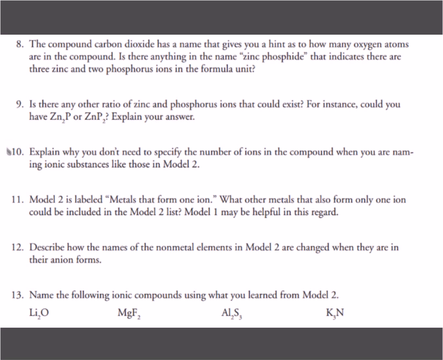Number 8. It says the compound carbon dioxide has a name that gives you a hint as to how many oxygen atoms are in the compound. Is there anything in the name zinc phosphide that indicates there are 3 zinc and 2 phosphorus ions in the formula unit? Is there anything that tells you how many you have just by reading the name? No, guys. There's nothing there. So again, these little connections, we're going to see when we start taking our notes in a little bit how they impact us.